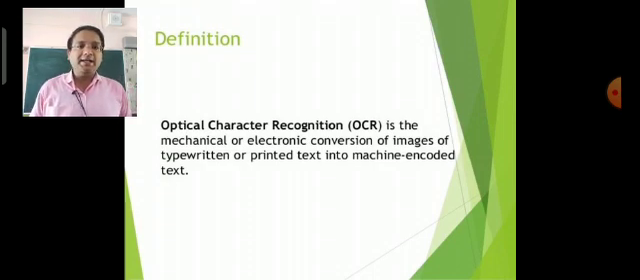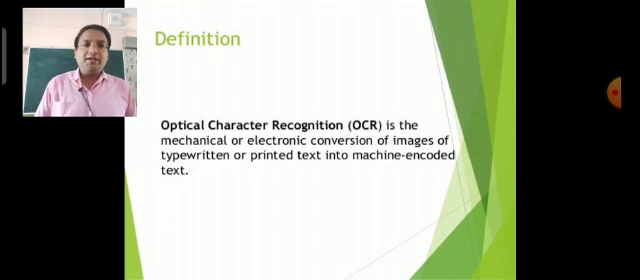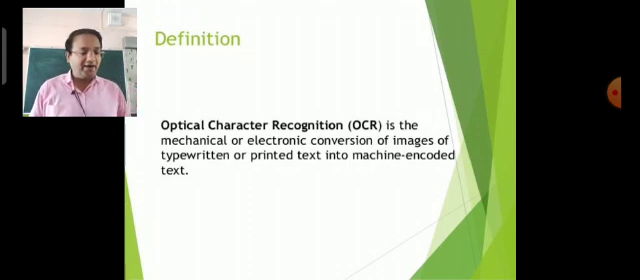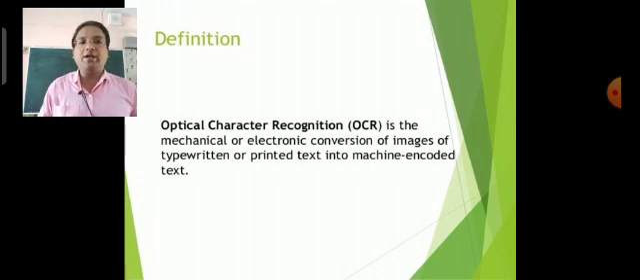Now next, OCR, optical character recognition, is the mechanical or electronic conversion of images of typewritten or printed text into machine encoded text. That means it converts handwritten and typed text into machine encoded text.